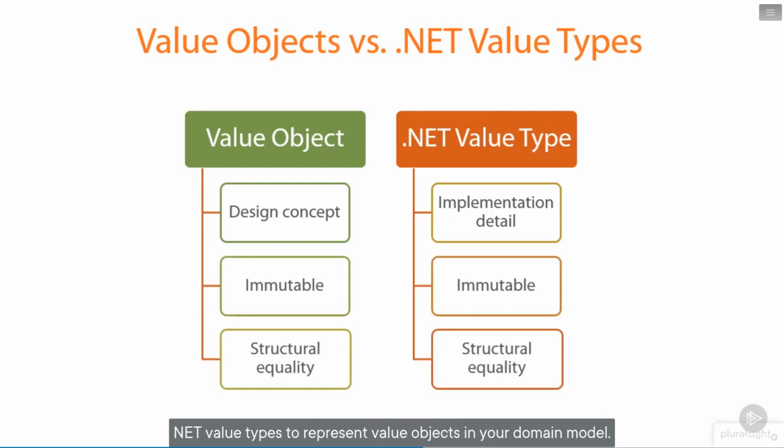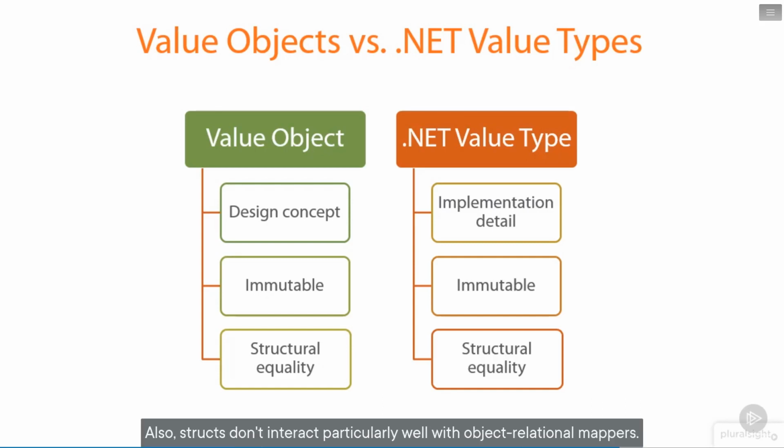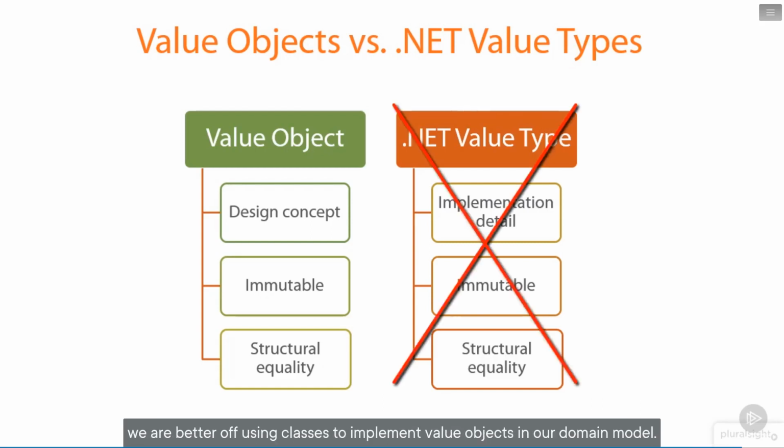In theory, you could use .NET value types to represent value objects in your domain model. In practice, however, this is not the best solution. Structs don't support inheritance. Because of that, you will have to implement equality operators in every struct separately, which would lead to code duplication. Also, structs don't interact particularly well with object relational mappers. Therefore, despite the semantics likeliness between these two notions, we are better off using classes to implement value objects in our domain model.